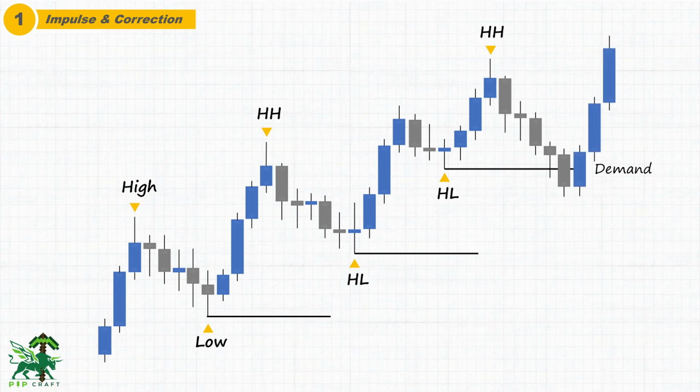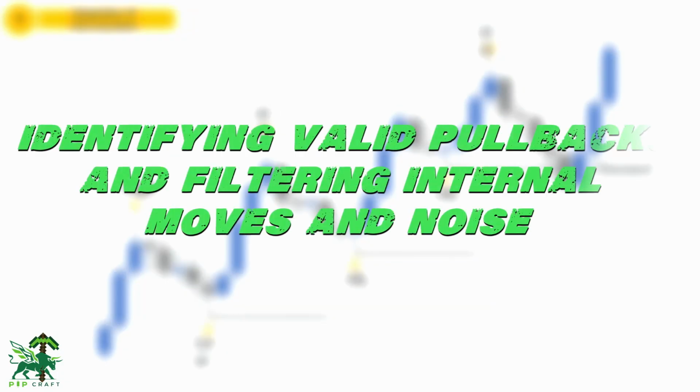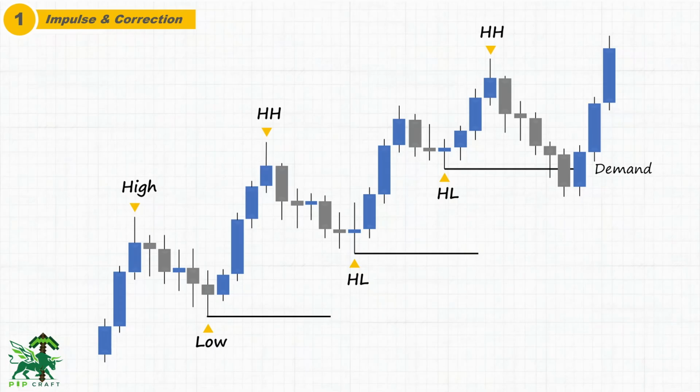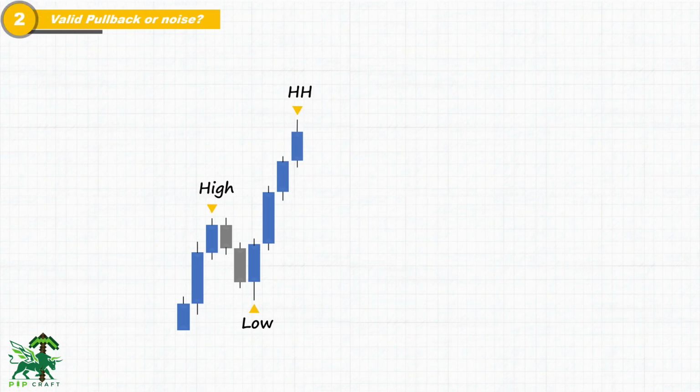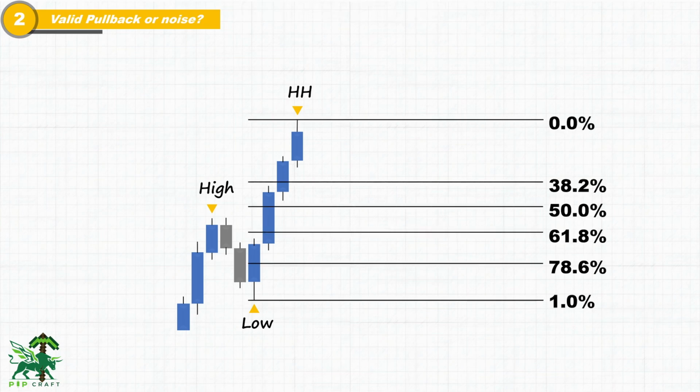So, let me explain the most mechanical method to identify valid pullbacks and filter out internal moves and noise. This technique uses Fibonacci retracement levels to pinpoint the depth of correction. Here's how it works. When the market makes an impulsive move, we draw the Fibonacci retracement from the start of the recent impulse to the end.